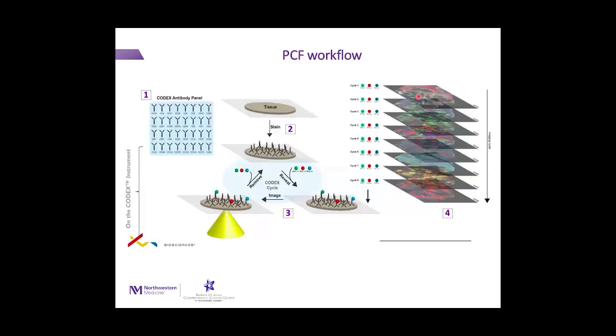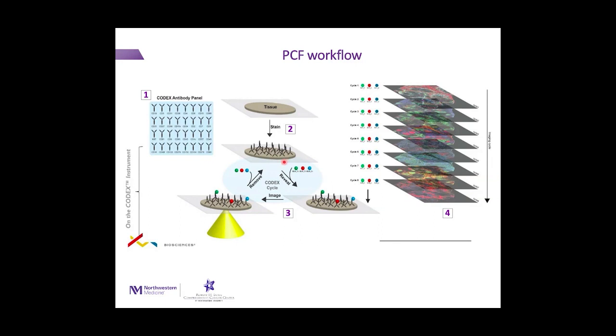So just a quick overview of the PCF workflow. First step is validating and optimizing the antibody panel. Here it's written Codex because it was called Codex before. Next step is you add the cocktail of antibodies on the tissue sections, and then you load it into the machine with a plate of reporter dyes.